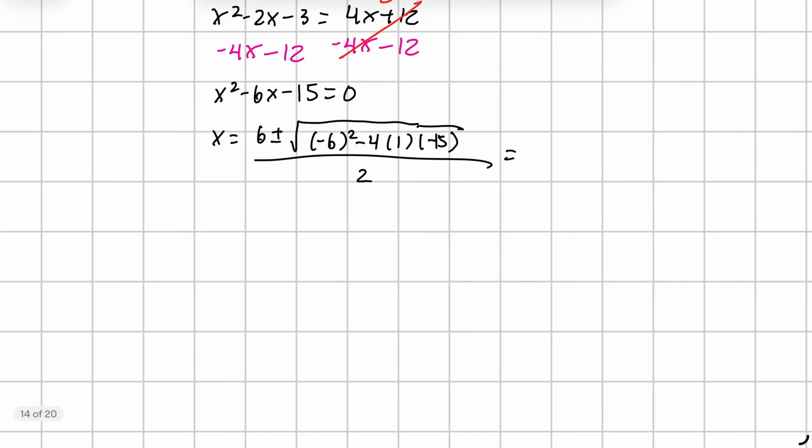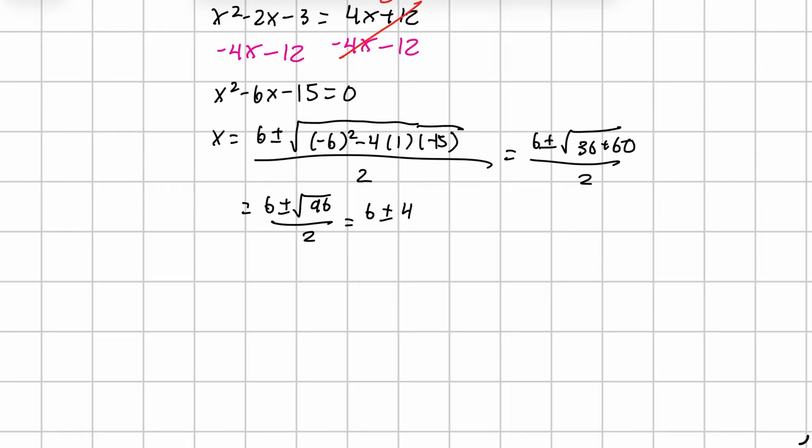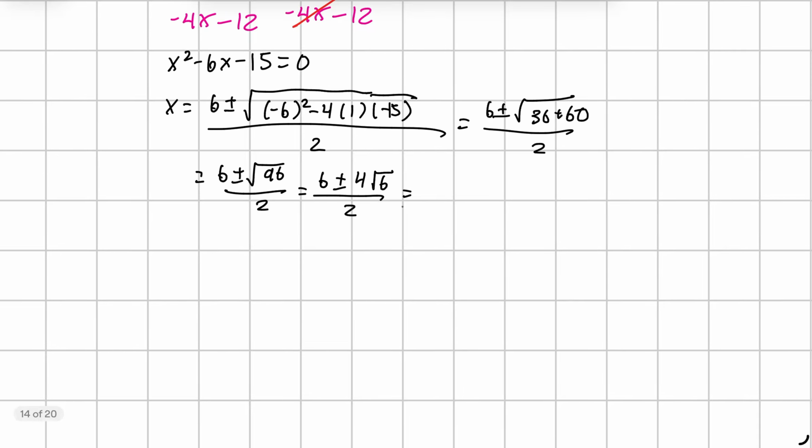So this is equal to 6 plus or minus the root of 36 plus 60, all divided by 2. This is 6 plus or minus the root of 96, divided by 2, and this is 6 plus or minus 4 times the root of 6, all divided by 2. So after this, we can just divide that 6 by 2. We get 3 plus or minus 2 times the root of 6.